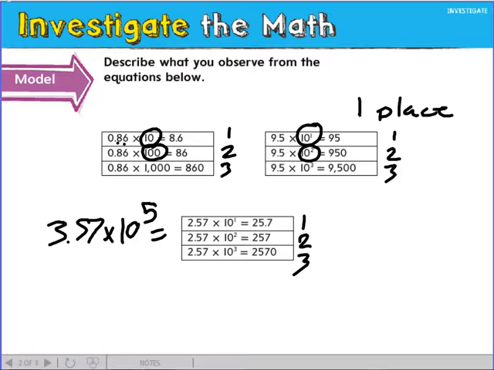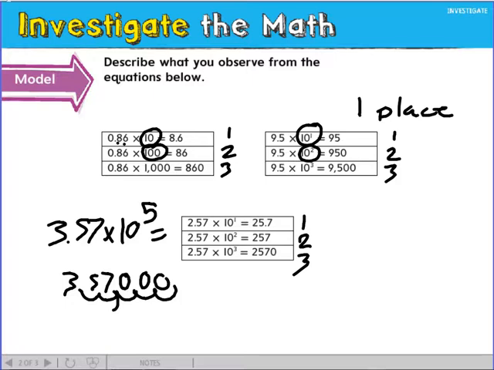You move the decimal 5 places. So I'm going to go 3 and 5, 57 hundredths. 1, 2, 3. What do I put there? 4, 5. I'm done. 357,000.